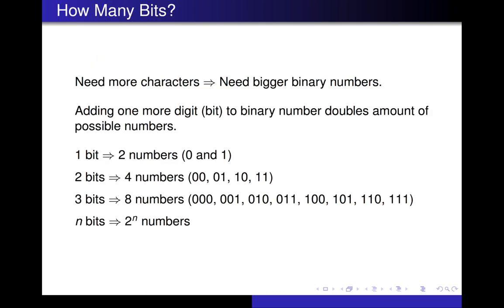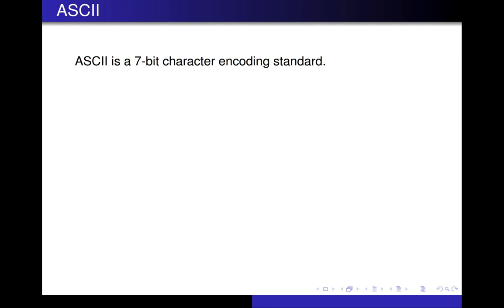And so what you need to do is figure out how many characters you have, and then find a number n such that 2 to the n is at least as big as the number of characters that you have. So for ASCII, or at least the original ASCII, is a 7-bit character encoding standard, which means that we encode the characters with numbers using 7 bits, because that's how many we need.